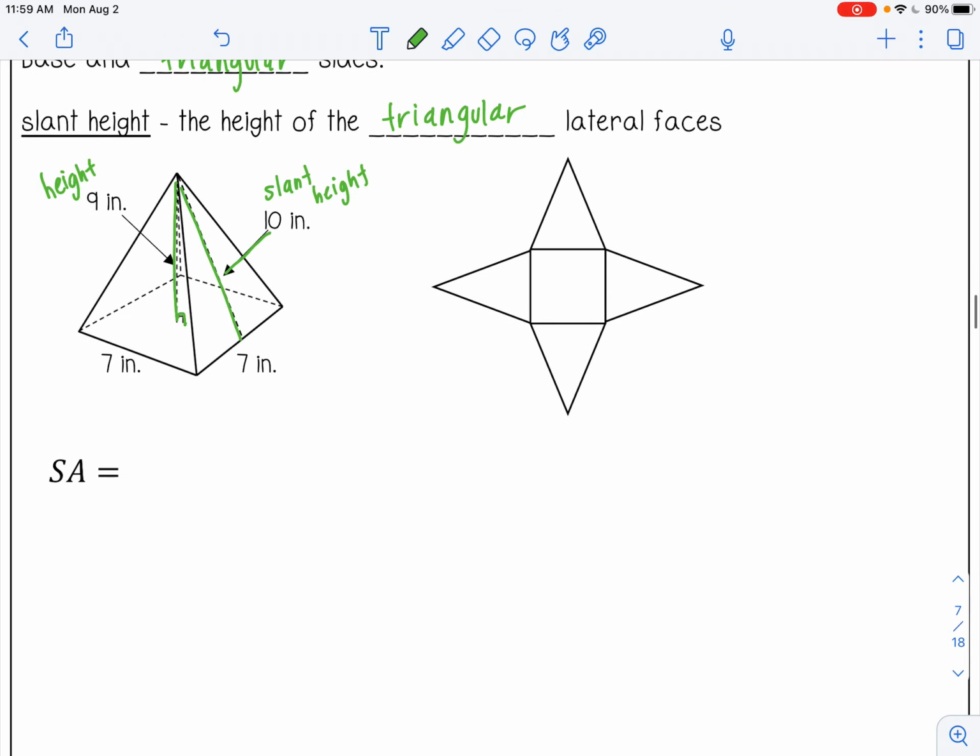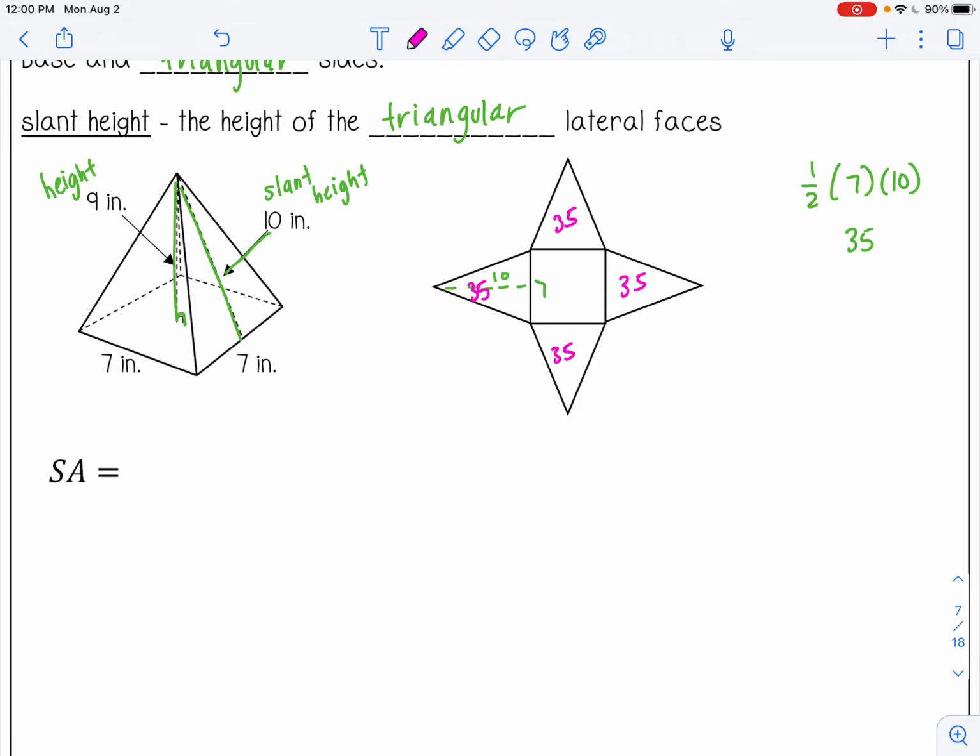All right, so we have our net over here. The height of the triangles is 10. The base is 7. Remember, area of a triangle is 1/2 base times height. So the area of one of the triangular lateral faces is, let's see, 70. Half of 70 is 35. So that means each of these triangular faces has an area of 35 square inches.